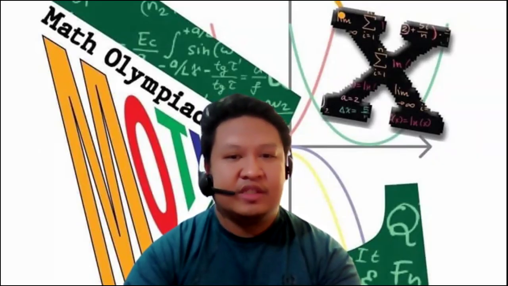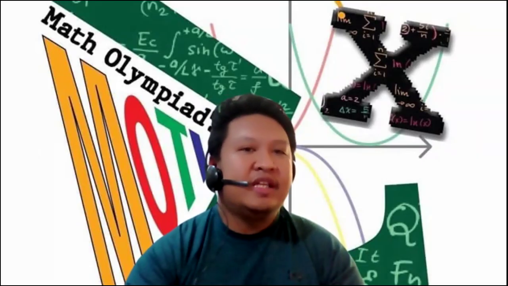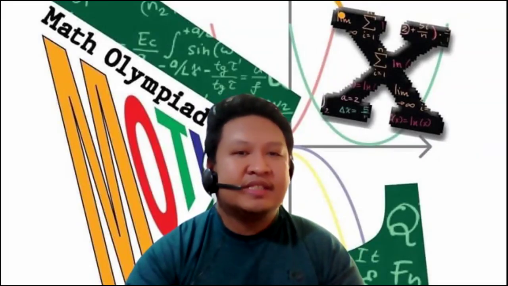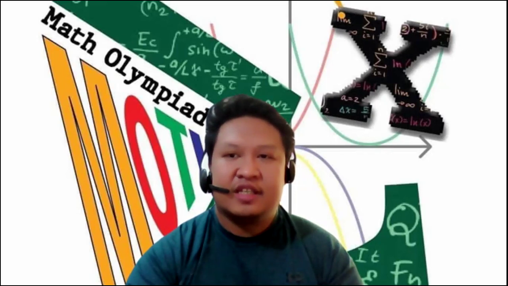Question number 9. Here we go. So the question is: 13 cards are in Ming's hand.